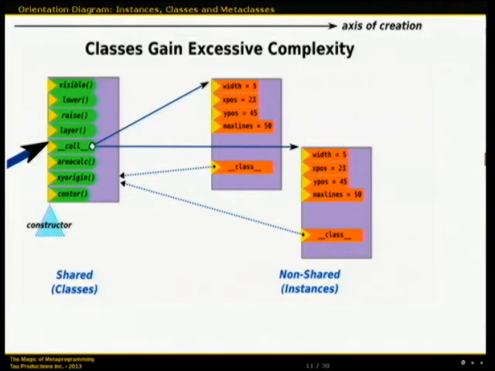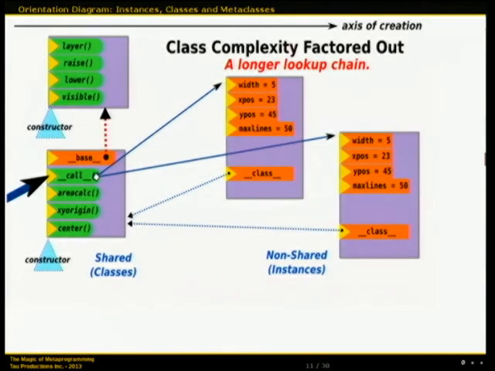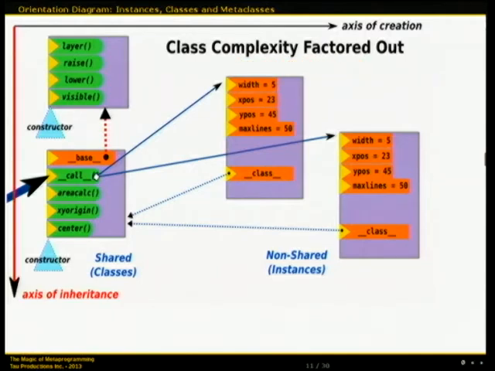And then the classes gained in excessive complexity, as always. And so we decided to have a longer lookup chain. And so now you suddenly have classes of classes. So now you can have inheritance, the addition of inheritance to the picture. And then we go further. And this added the axis of inheritance in contrast to the axis of creation.